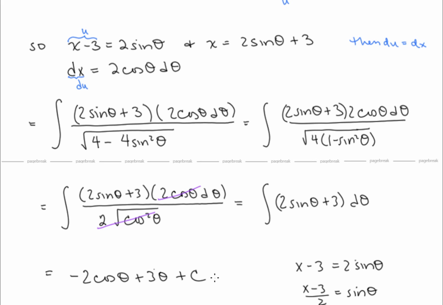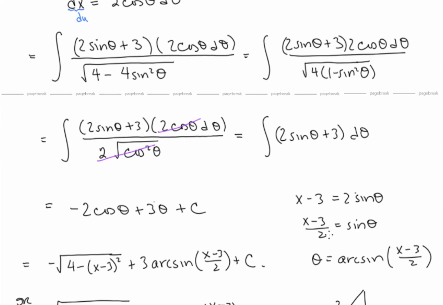And now going back to x's, we know that u, or x minus 3, is equal to 2 sine theta. So that sine theta is x minus 3 over 2. And theta is equal to arcsine of x minus 3 over 2. So that's going to go in for theta here.